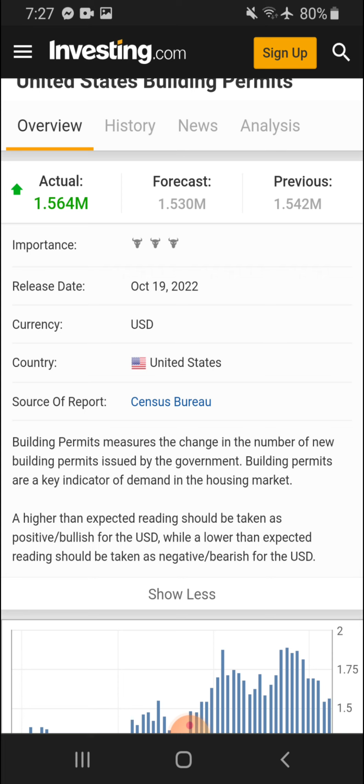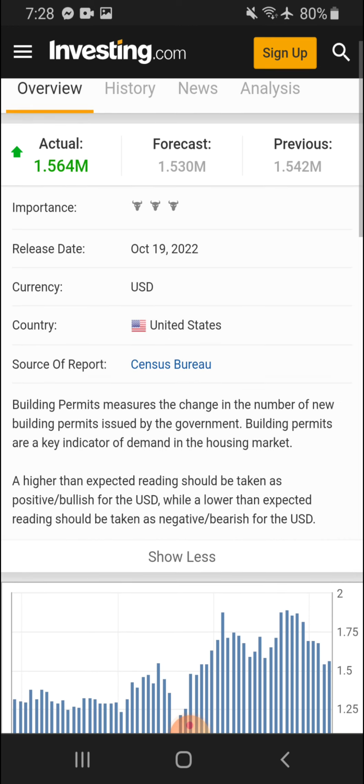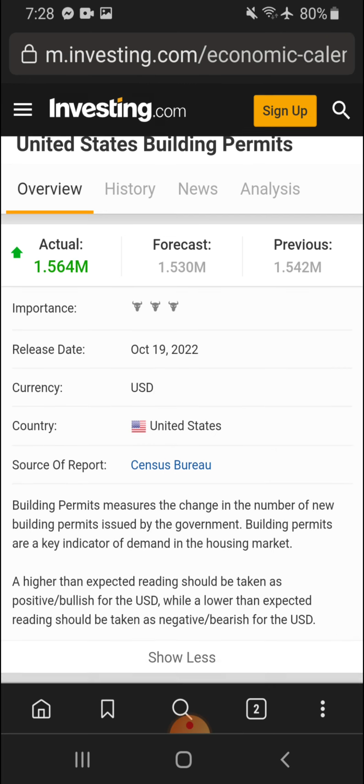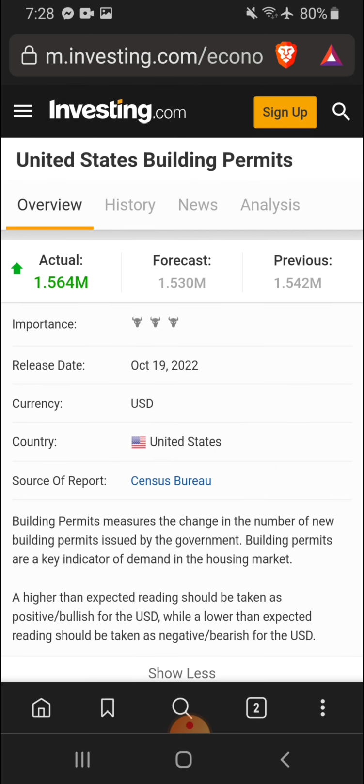So anyways, a higher than expected reading should be taken as positive or bullish for the USD. We did have a higher than expected reading from a forecasted and previous standpoint. So it's 1.564 million building permits in 1 month. That's quite a bit, I guess. That's how many projects were in the States in the last month. 1.5 million.